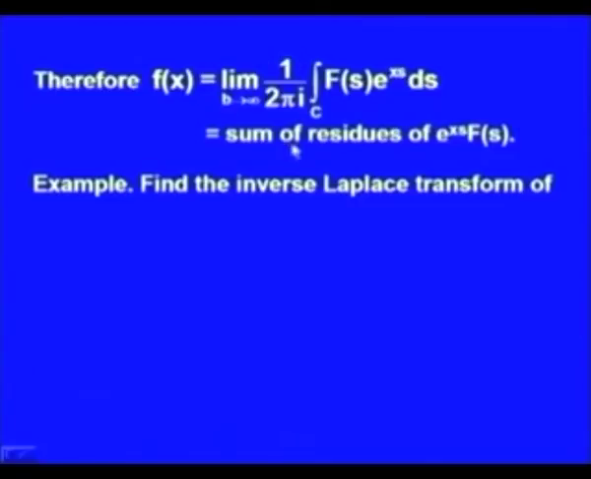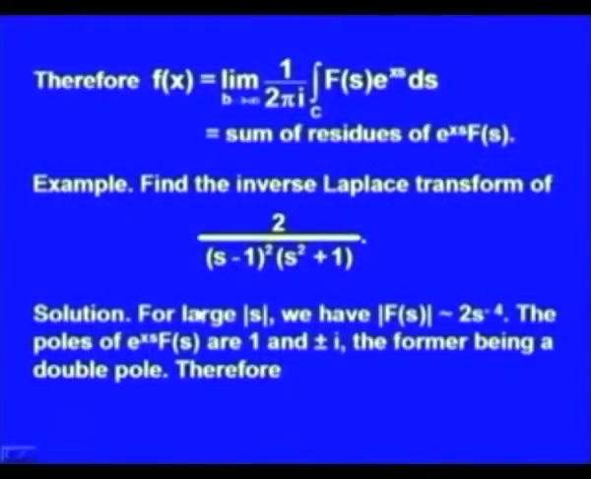And from the residue theorem in complex analysis, it follows that the value of this integral as b goes to infinity is the sum of residues of e to the power x s into f s at the singularities of e to the power x s f s which lie in the s plane, and we have taken the line a b in such a way that all the singularities of e to the power x s f s lie to the left of it and are inside the contour.